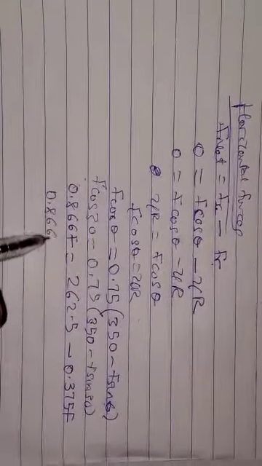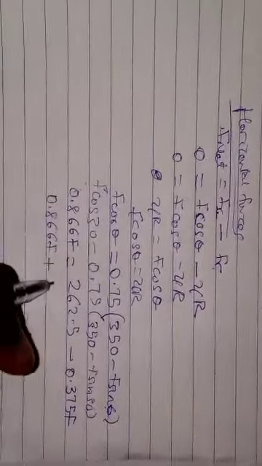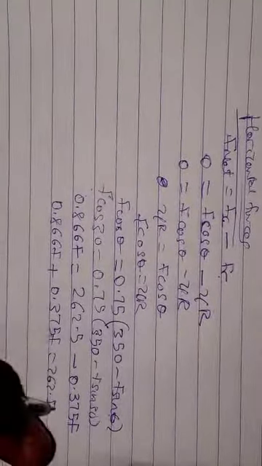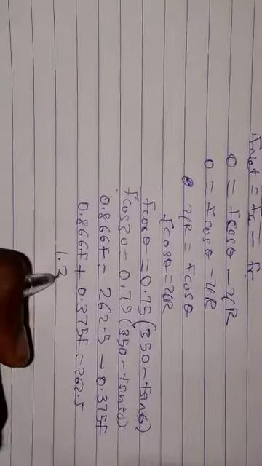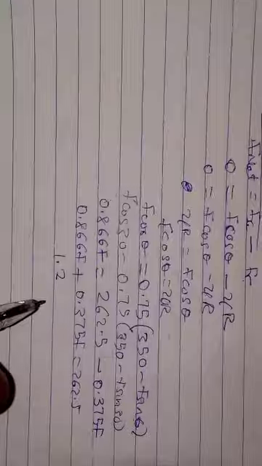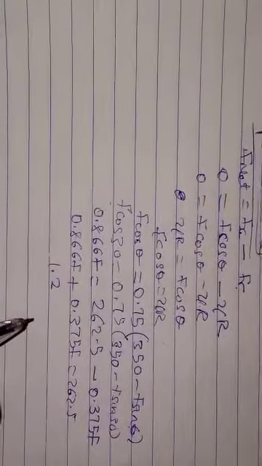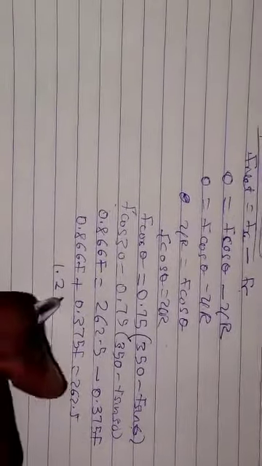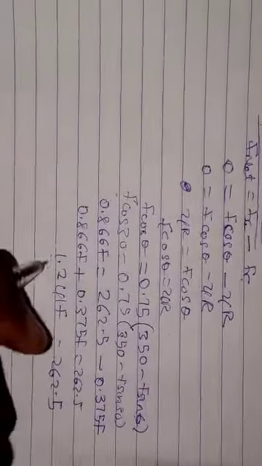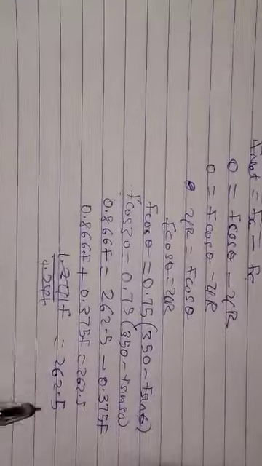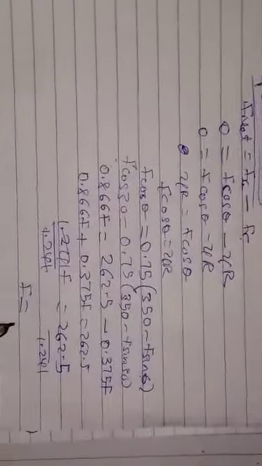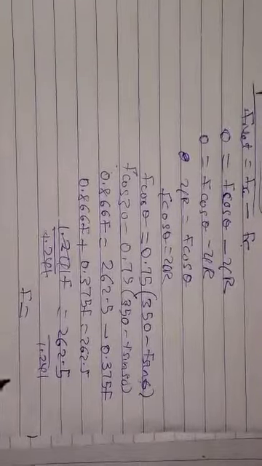So 0.866 F, bring this one to this place, plus 0.375 F is equal to 262.5. Let me add it so that we are accurate. That's 1.241 F is equal to 262.5. So you divide both sides by 1.241. So your F is 262.5 divided by your answer. That's what?